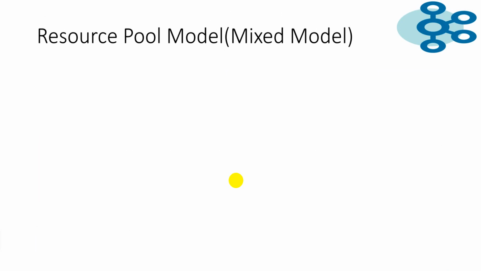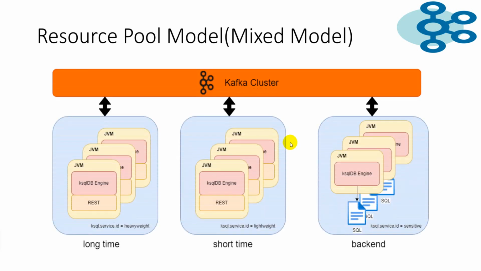Besides deploying ksqlDB by interactive model or headless model, we also can deploy by a mixed model. This deployment model is something I summarized myself. I think this is the best practice. We can deploy three ksqlDB clusters for different types of stream job execution. If a job needs long-time execution, we can let it execute on this ksqlDB cluster, and we give it a name. The ksqlDB service ID is long term.